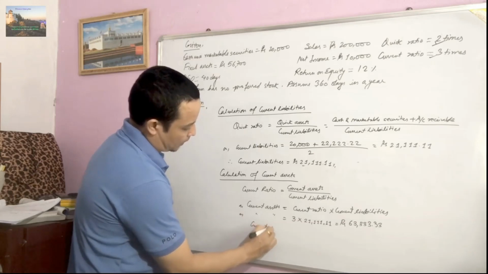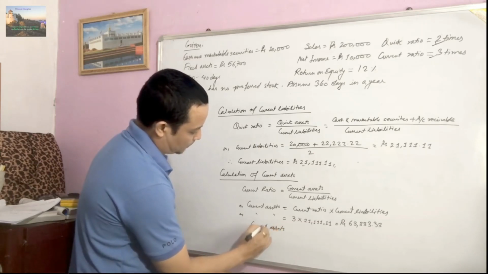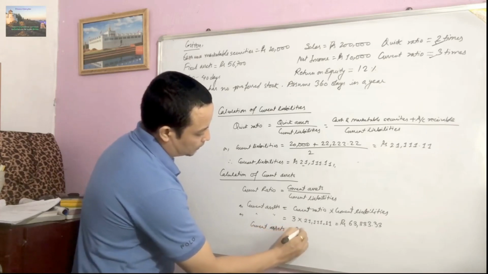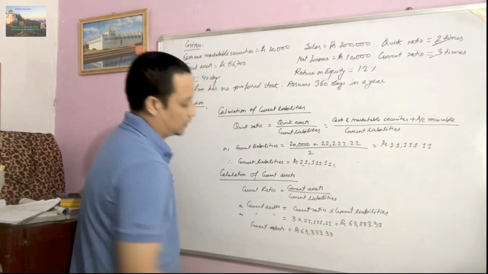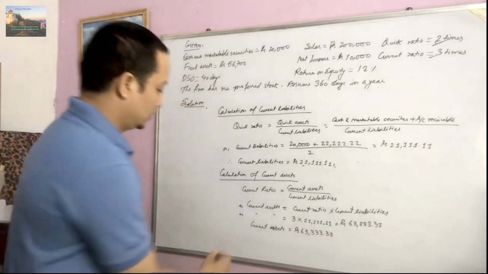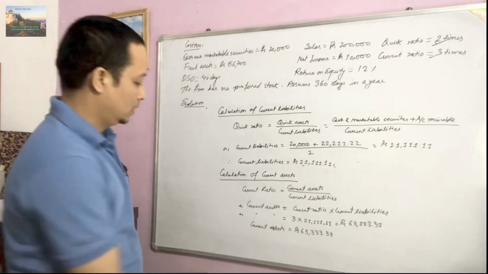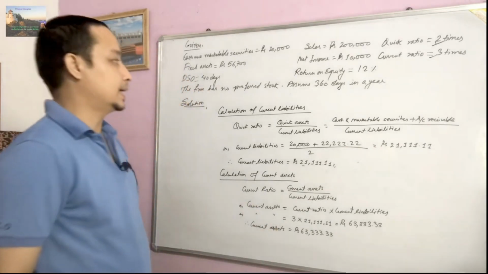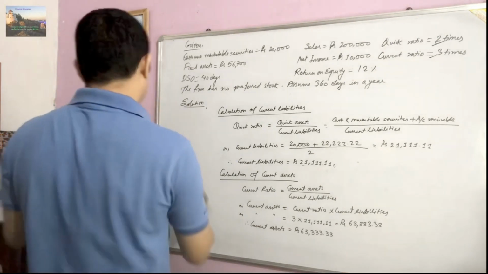Current assets equal to rupees 63,333.33. So this is your current asset. Now after finding the current assets, now you can find the inventory.